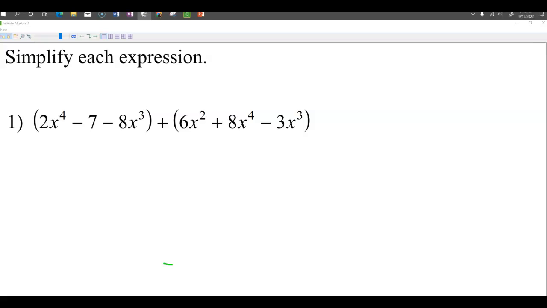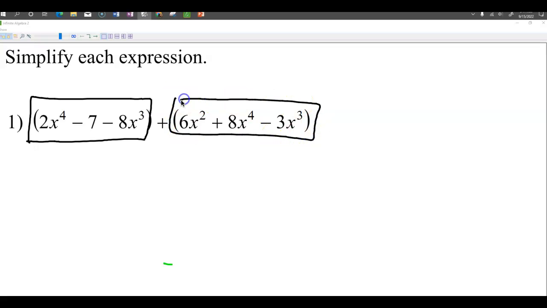So let's begin here. Now, guys, bonus point. Raise your hand if you could tell me what you call this. That's a trinomial, right? And so is this one. They're both trinomials. You don't have to box them or anything. I'm just showing you. But we have two trinomials that are being added. Okay? So when you're adding, just combine like terms.